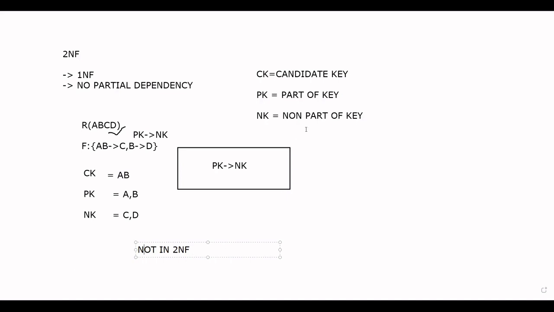Okay, one more question we will take, so it will be clear. Ma'am, when we get PK to NK, then it is a partial dependency. Yes, and PK to NK should not be present. As I have written, no partial dependency. Now AB gives rise to C, that's fine. But B to D: B is your PK and D is your NK. Okay, from here we are writing it. AB to C is fine, but B to D is there. That is why it is partial, because it's PK to NK.